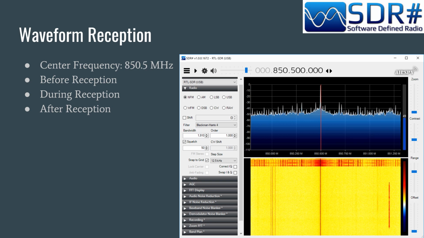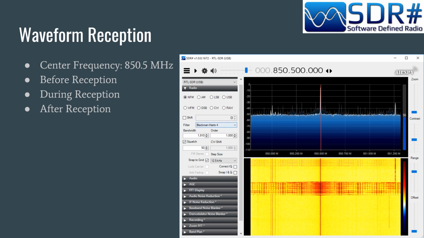This next figure shows SDR Sharp during the reception of the waveform. Power is centered around the 850.5 MHz frequency, but the signal is picked up in the surrounding frequencies as well. This last screenshot was taken after the transmission and reception were complete. As you can see, the channel is quiet once again. The bottom plot in this figure shows the magnitude of the received signal over time across all frequencies. We can see the received waveform in red.